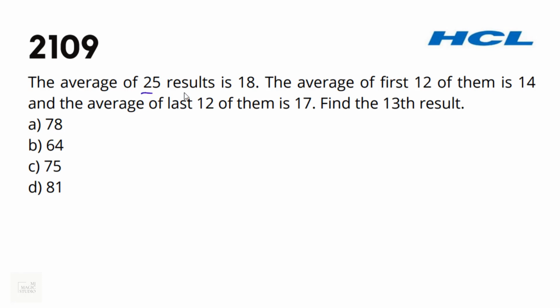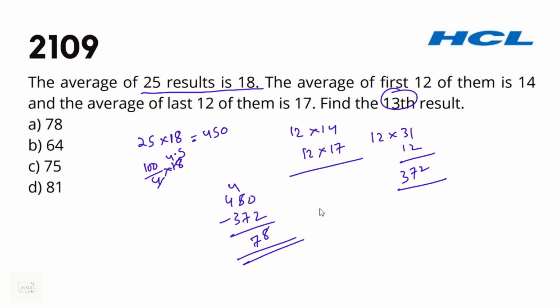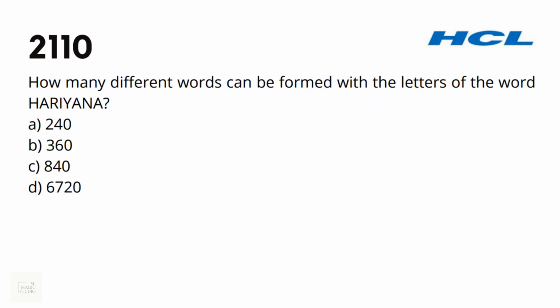The average of 25 results is 18. Okay, so the total is 25 into 18, or 100 by 4 into 18, that is 450. The average of the first 12 of them is 14, and the average of the last 12 of them is 17. So the total of these is 12 into 31, that would be 372. So find the 13th result. The 13th result is 450 minus 372, that is 78. So the middle one, or the 13th result, is 78, that is in option A.